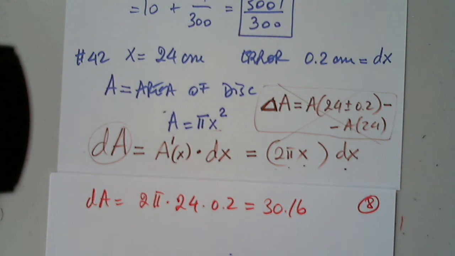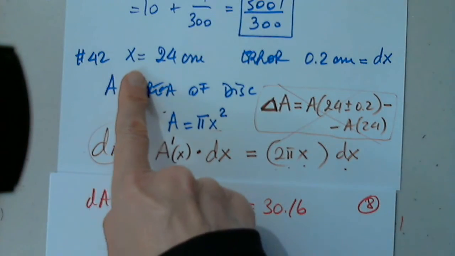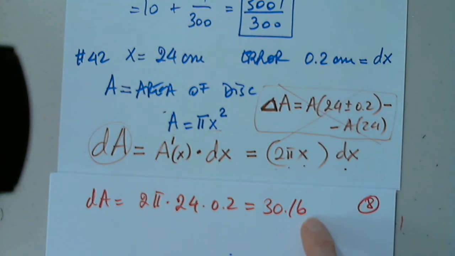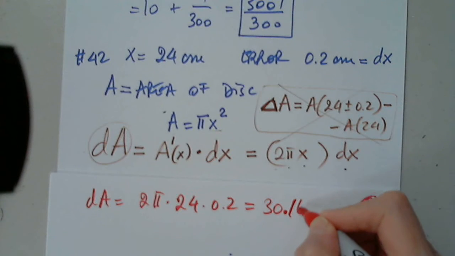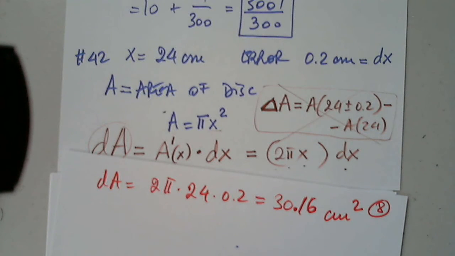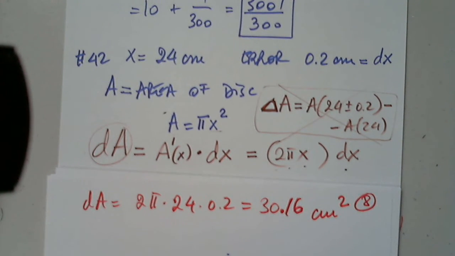So this is the approximate change in the area of the disk if the radius has an error of 0.2 centimeters. What will this be? What is the measurement unit for 30.16? Centimeters? Area. Centimeters squared. Excellent. Centimeters squared. Great job. Any questions before we look at part B?